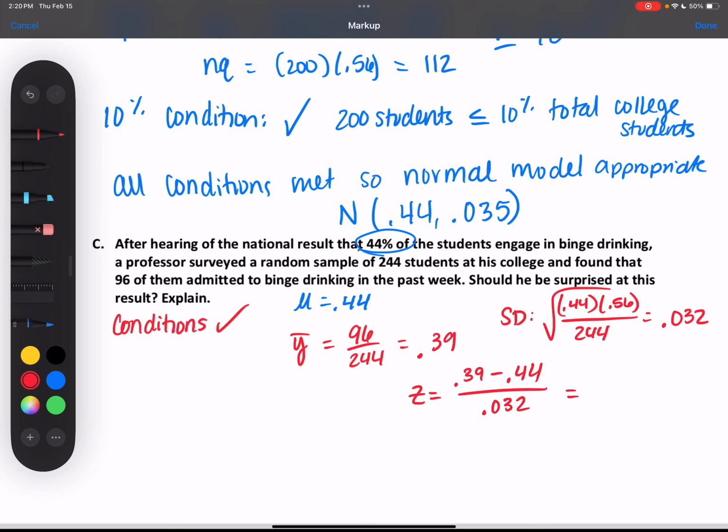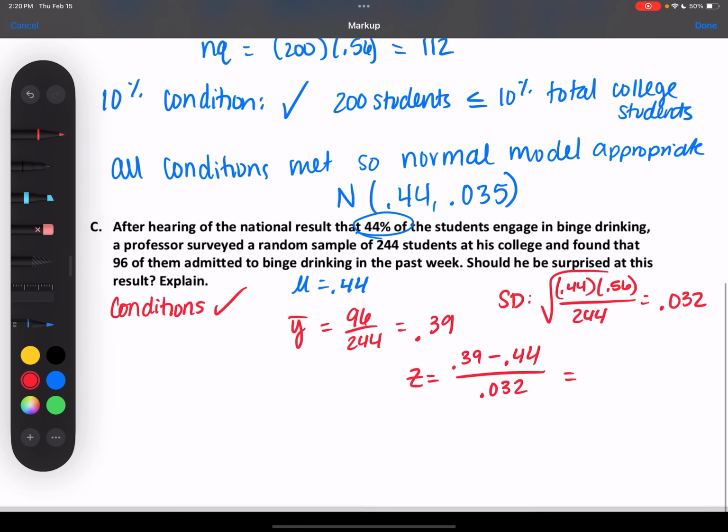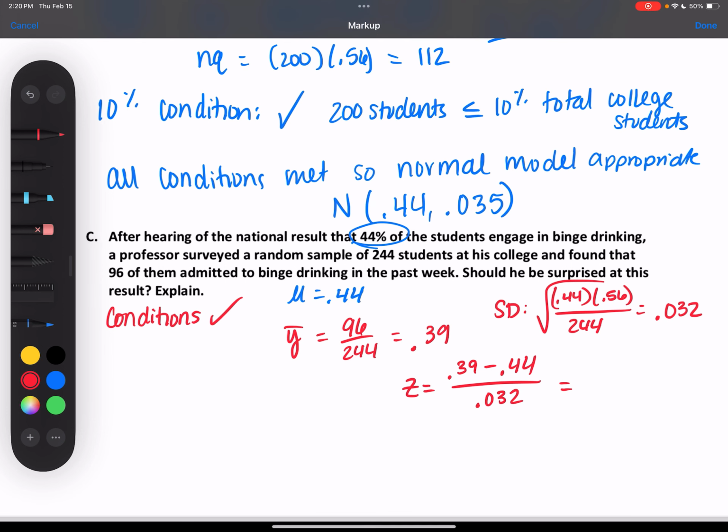Did the bell ring? Yeah. I'm just trying to finish this problem really fast. I just couldn't figure it out. I was like, did I hear it? It's negative 1.56.